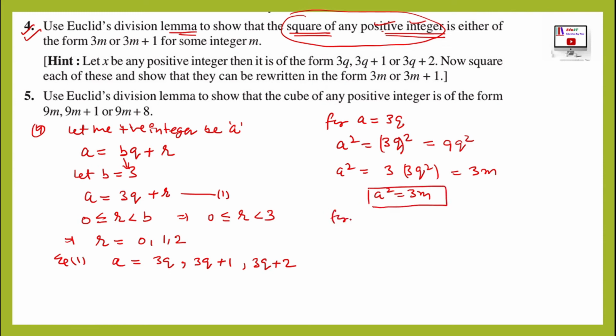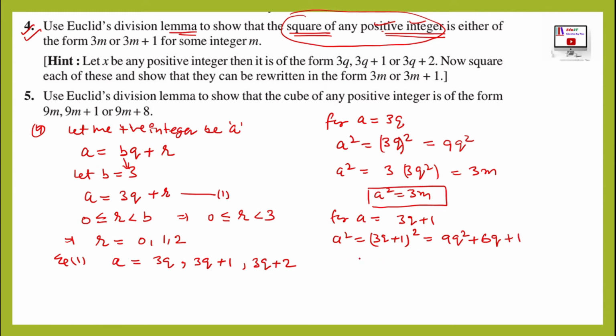Now for a is equal to 3q plus 1. So this a square is equal to 3q plus 1 whole square. Here we will apply the formula, the identity: a plus b whole square is a square plus b square plus 2ab. So it is equal to 3q whole square means 9q square plus 2ab means 2 into 3q into 1. It is 6q and 1 square is 1.